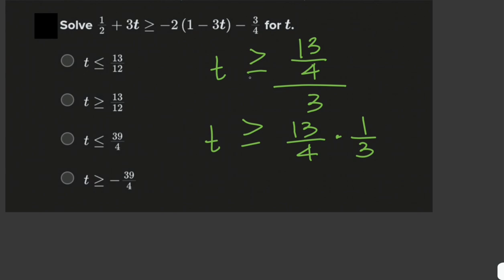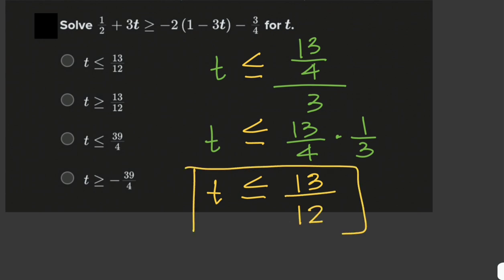Oh, hold on. I'm sorry, I forgot to change the sign here since we previously divided both sides by a negative number. So we change the inequality from greater than to less than. So this would become less than or equal to, and then we simplify this further. We have 13 times 1, that is 13, over 4 times 3, that is 12. So the answer is t less than or equal to 13 over 12. This one here. Now let's solve another problem.